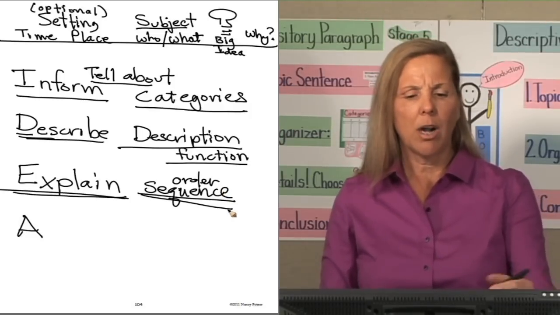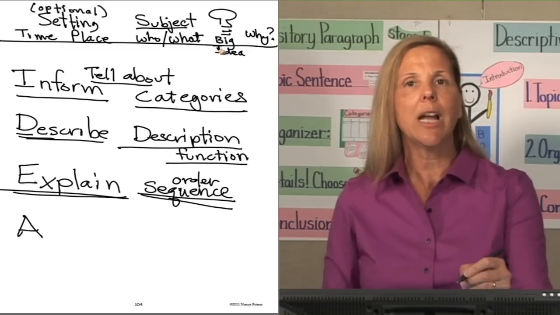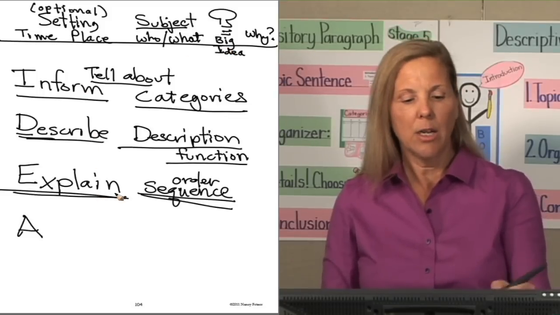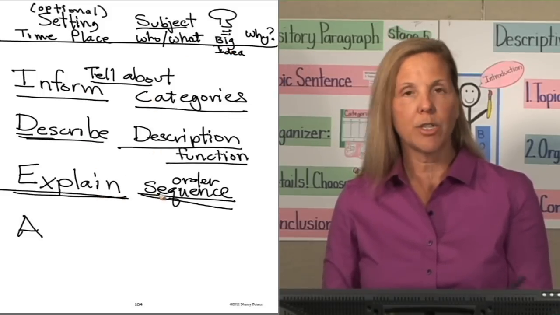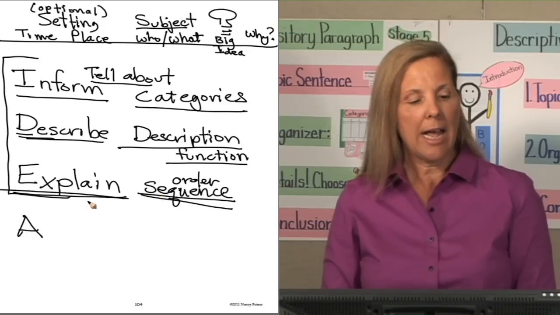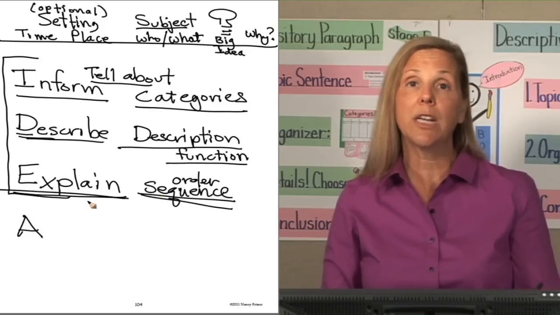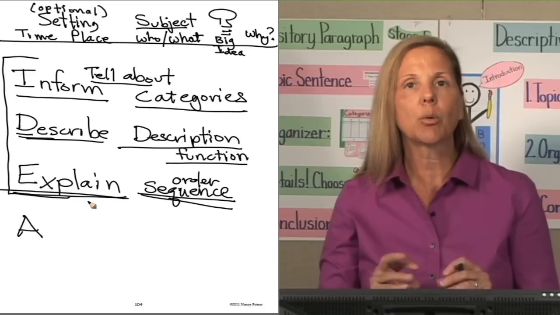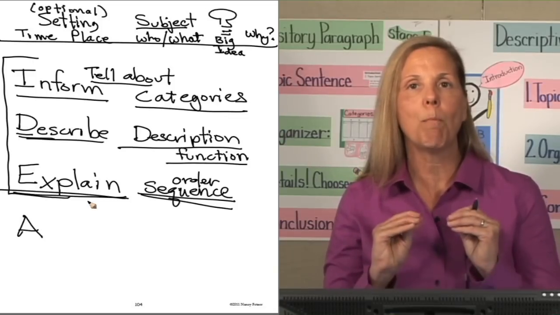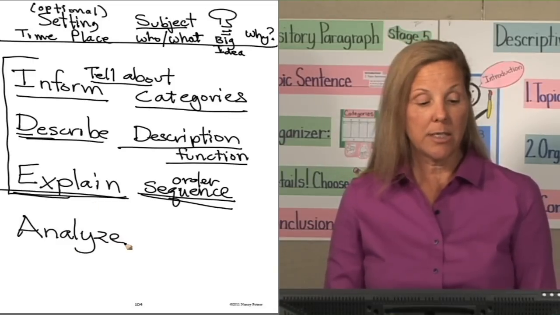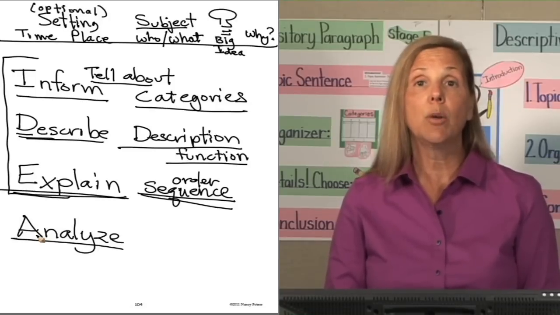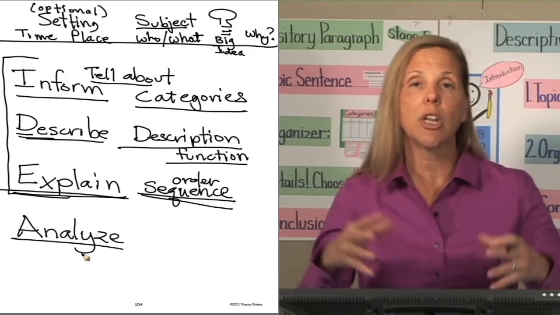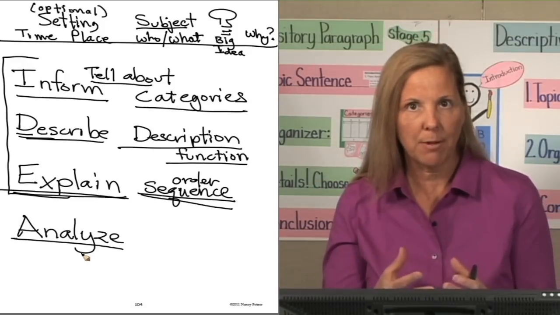So notice so far, when we look at the big idea and we understand what the information is about, it's much easier to figure out how to organize it, whether it's categories, a description, or a sequence. These three, I-D-E, inform, describe, and explain, are your top three organizers. These are the three that you need your children to master. The next purpose is to analyze. And there actually will be three different organizers here. The purpose to analyze information is a much deeper type of thinking.